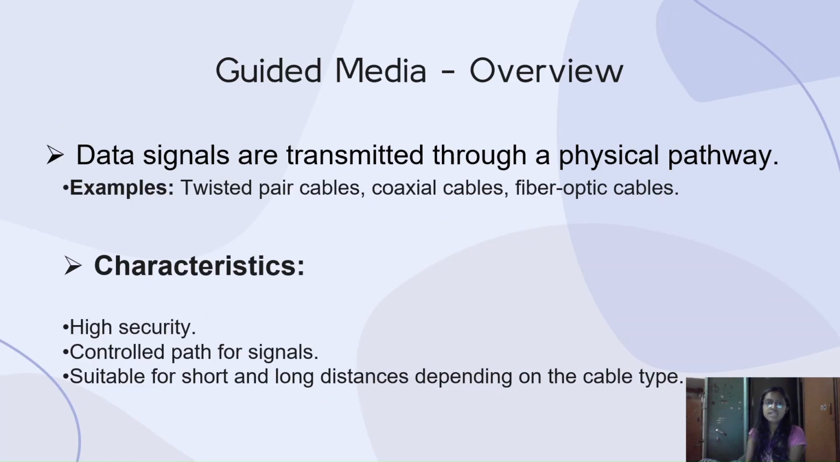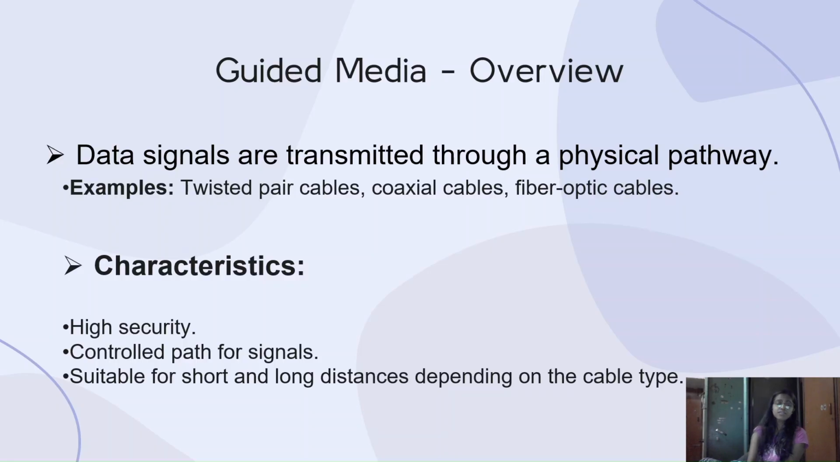So the first one is the guided media. Here is an overview. So the data signals in the guided media are transmitted through a physical pathway as told earlier. So for example, we have twisted pair cables, coaxial cables, fiber optic cables, etc.